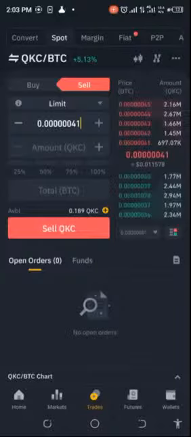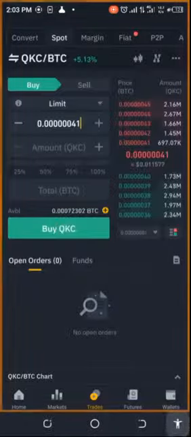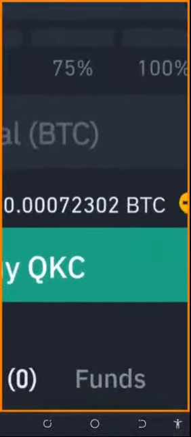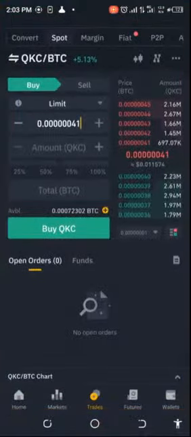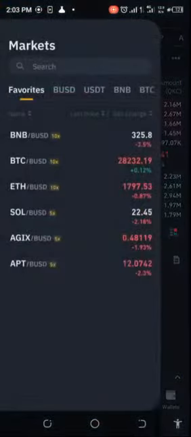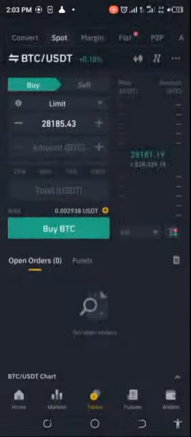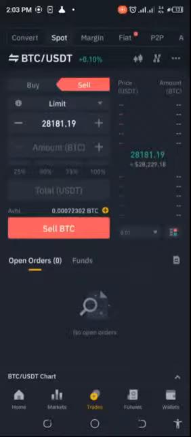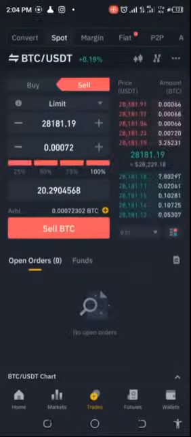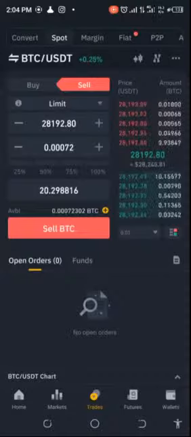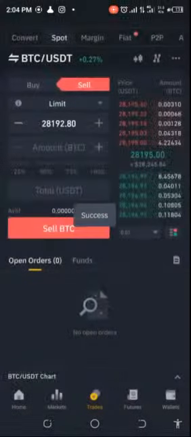All right, I'm back, and as you can see right now, we've already sold our QKC to BTC. So what do we have here? We've got 0.000722302. Awesome. So let's quickly go to BTC, USDT, and then quickly get this sold off. All righty. So now I'm just going to click on sell. So what do we have here? We have 20.29. This is awesome. Let's go ahead and do our screenshots and make sure that everything is there. Put 100% and then go ahead and sell BTC.